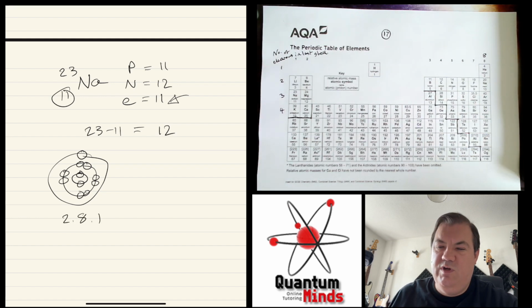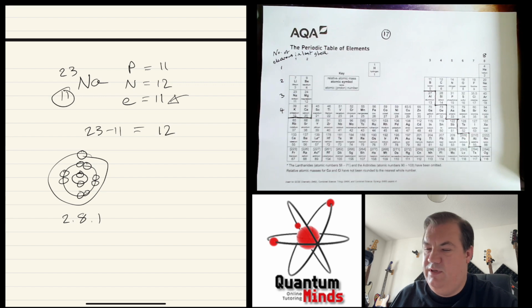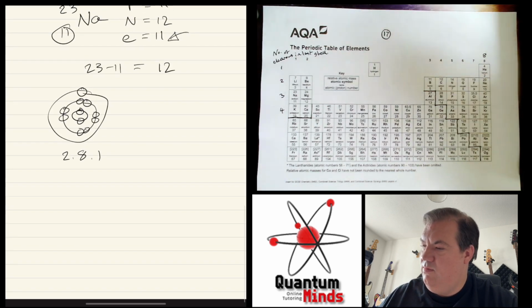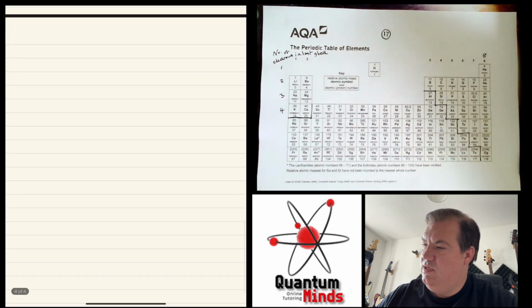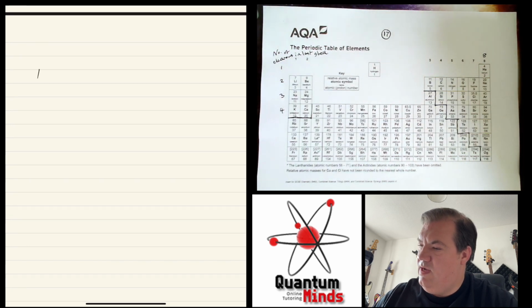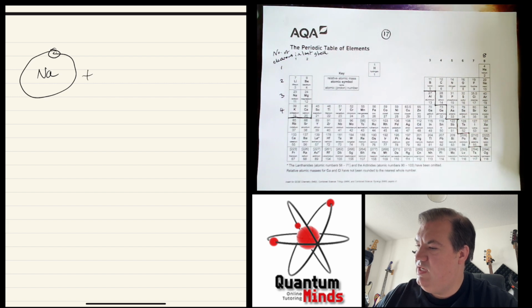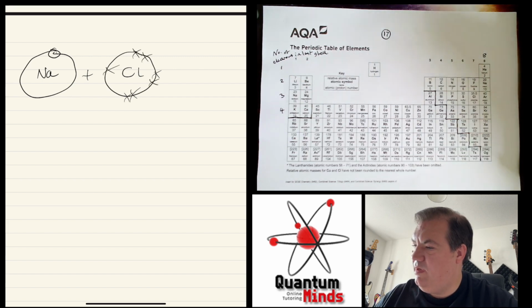Okay, so we can also have a little think about what would happen if we were to bond these two together. So bonding these two together, we only have to deal with the outer shells. So we would have Na with its 1 electron, its outer shell, plus Cl, which has got 1, 2, 3, 4, 5, 6, 7. And as you can probably see, what would happen is we would go from that shell to this shell, okay?